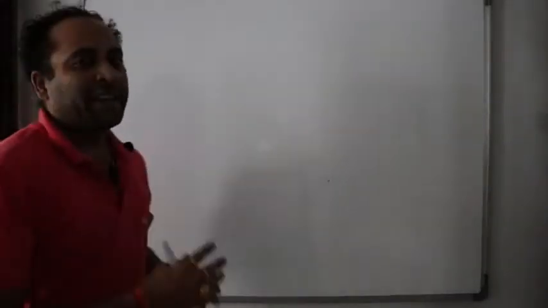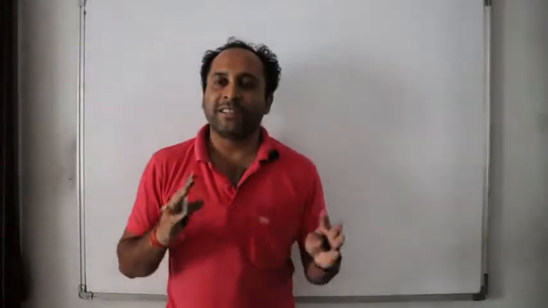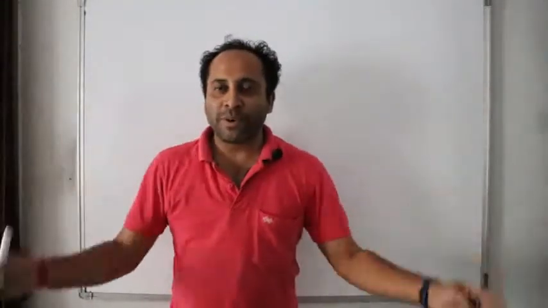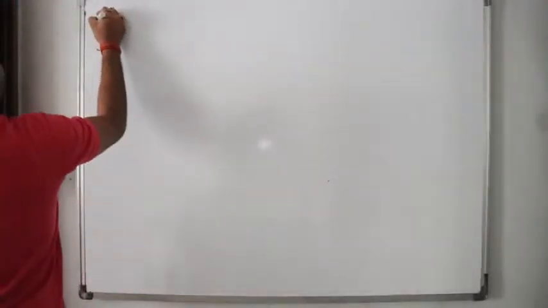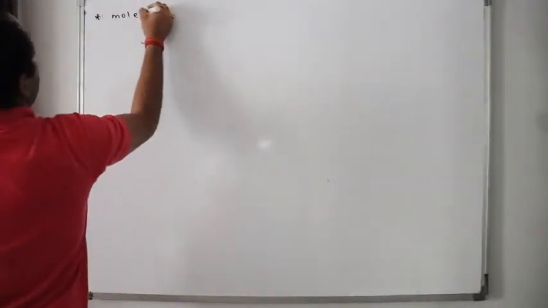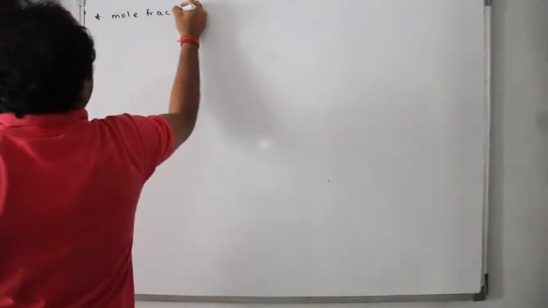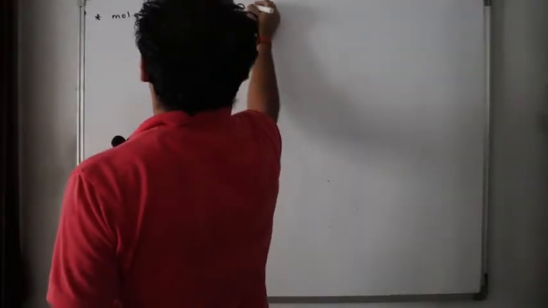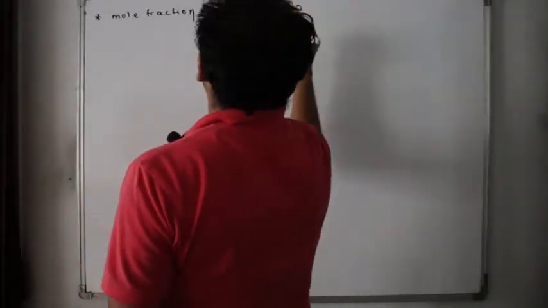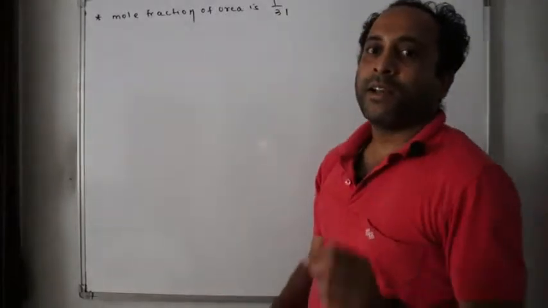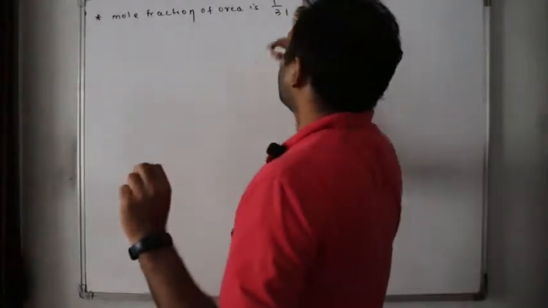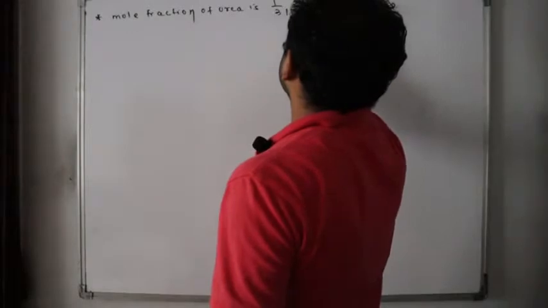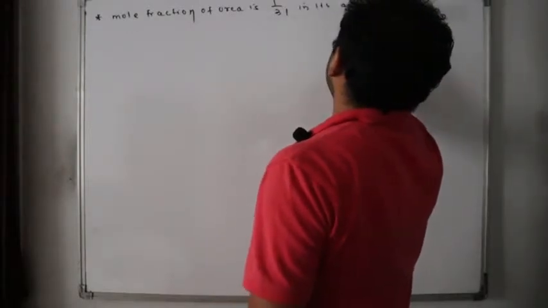Now one more question of interconversions. Okay, for today this will be the last question. So one more question for interconversion. What is that? Mole fraction. Mole fraction of urea is 1 by 31 in its aqueous solution.